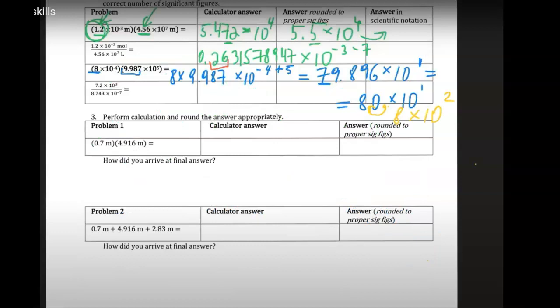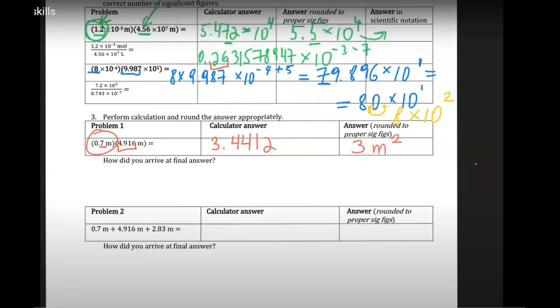So now let's try to mix it together. So we have multiplication problem number 3. So 0.7 times 4.916. So what's going to happen is that my calculator answer is showing me 3.4412. This is a multiplication problem, so I have to look at the total number of significant figures. I have 1 here, I have 4 over here. This is the least precise measurement, so I can have only 1 in my answer. So I'm going to have 3. And what about the units? If you take meter times meter, it's going to be meter squared.